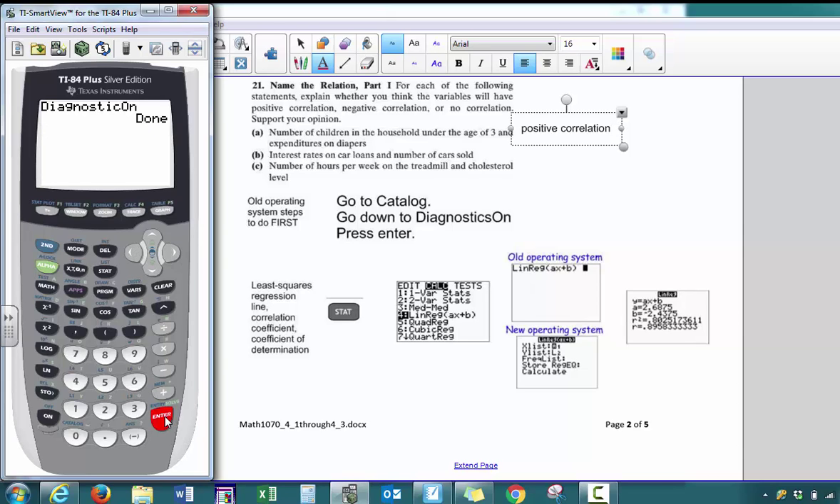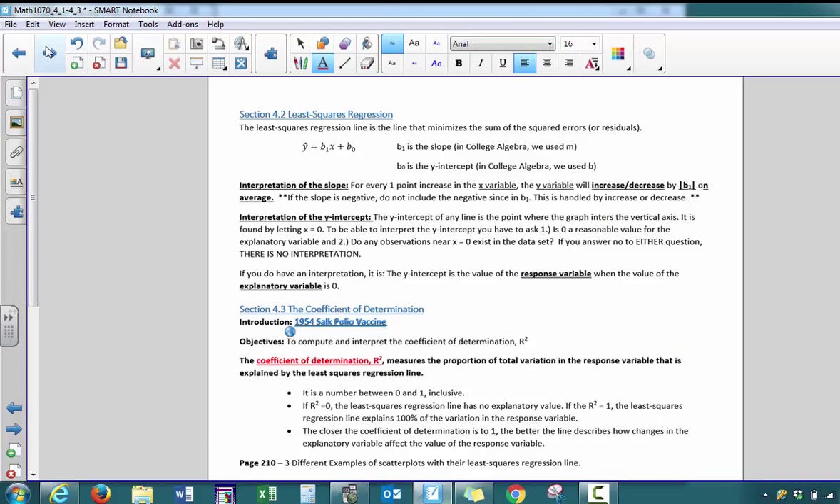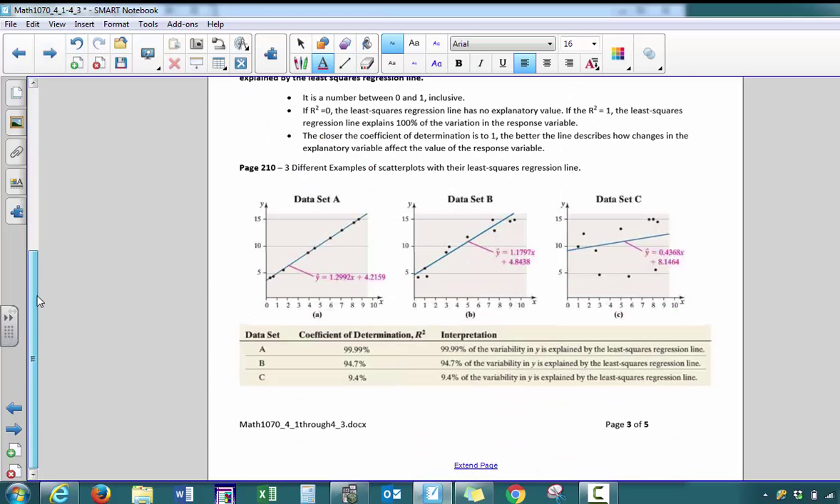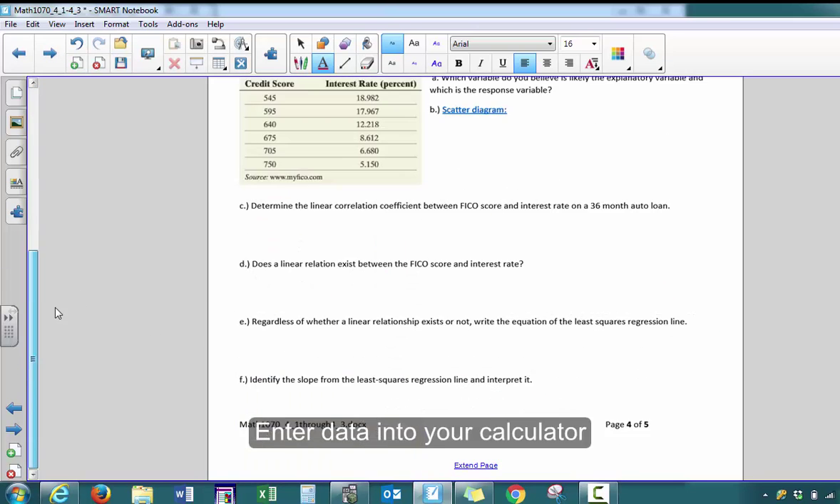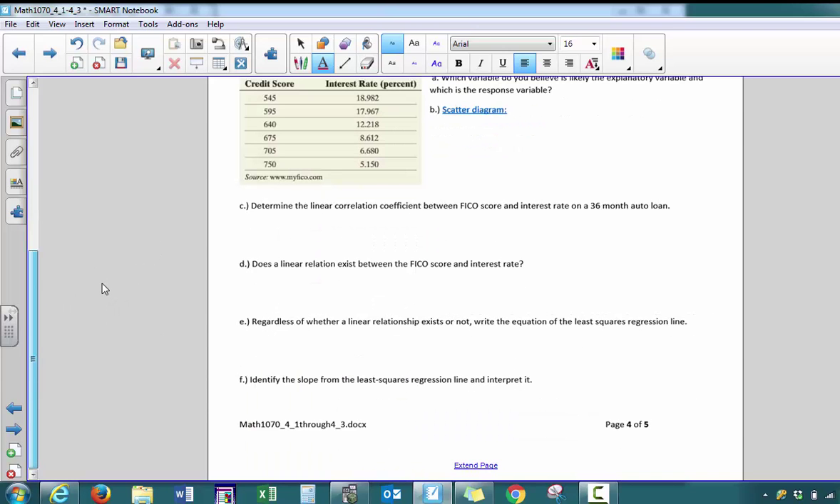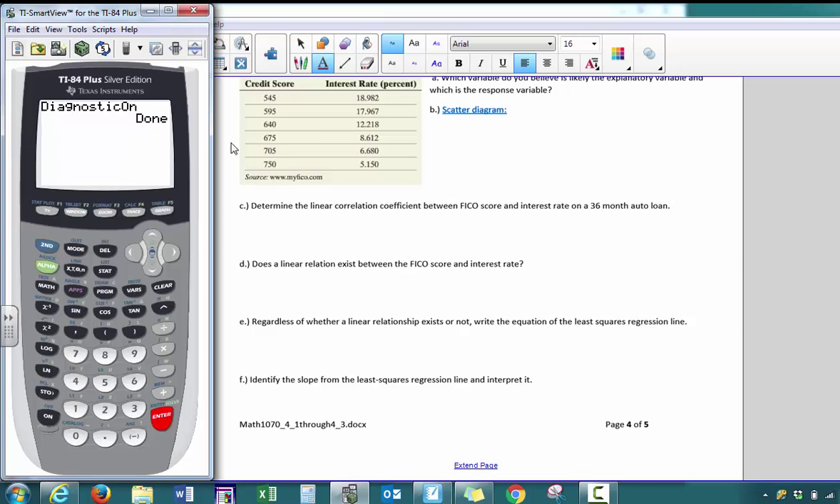So now what we want to do is actually enter the data into our calculator, and we're going to use example number 26. So we have credit scores and we have the corresponding interest rate. The way you enter data in your calculator is we're going to go to stat, and we want to go to the first option, edit. You can press 1 or you can press enter. Here we want to make sure we're under L1 and L2, and we want to clear out our data set.